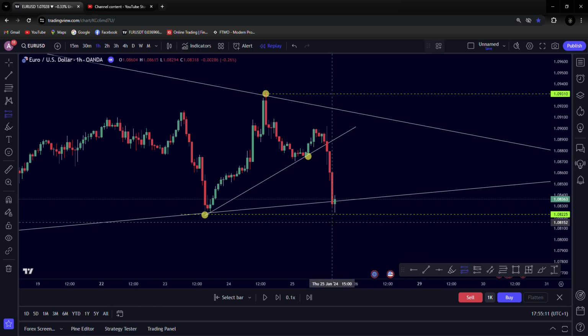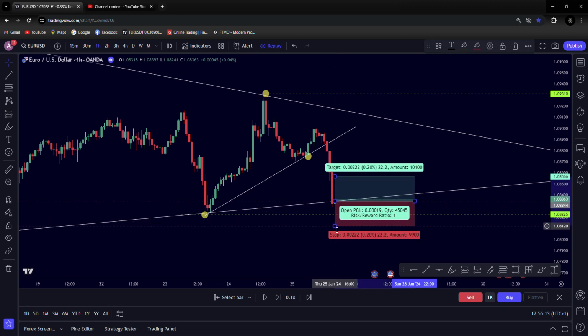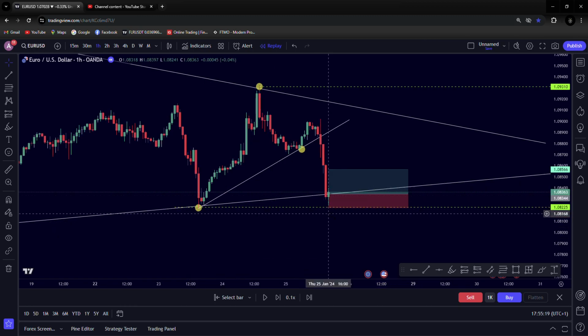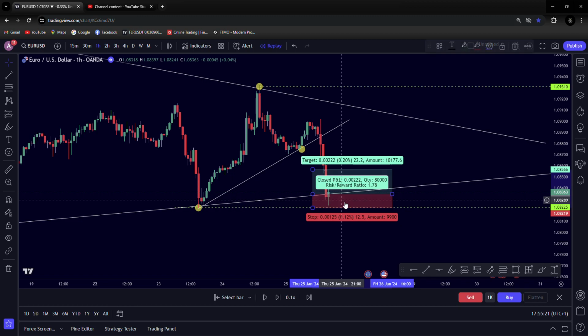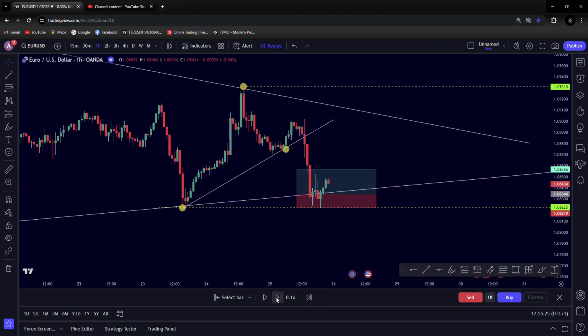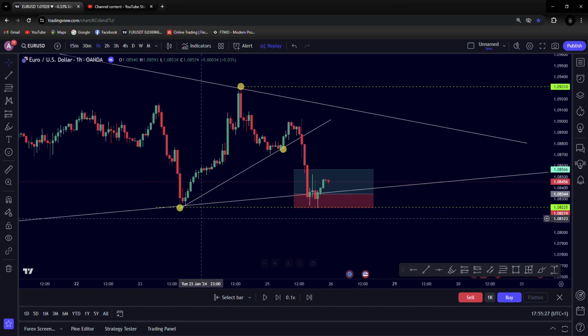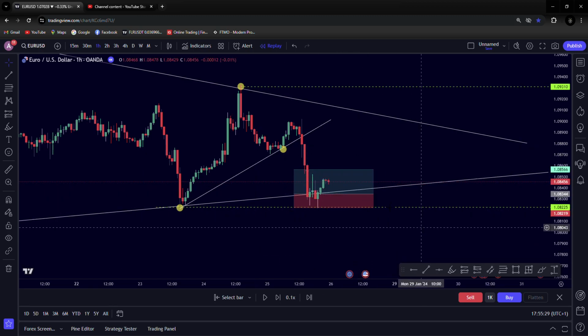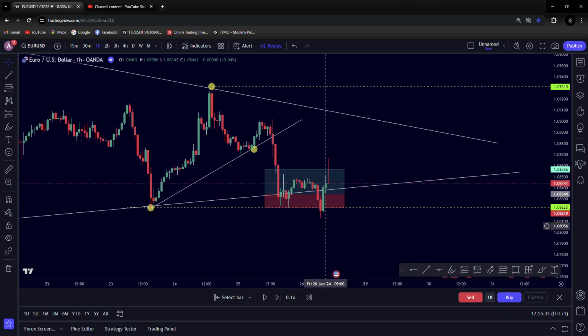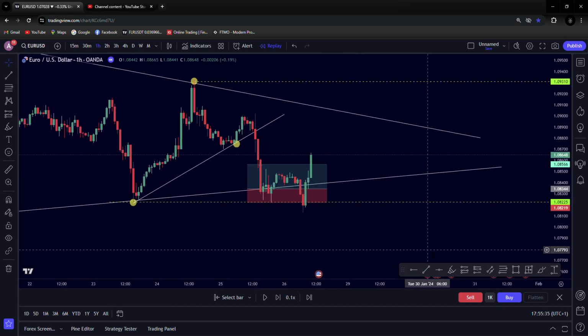Yeah, the people entered long on the trend line with the stop loss just below the last low. They haven't been liquidated yet, but I think they will be. That's what you see. Bang bang, very quick. Yeah, very quick moves. Bang, they have been liquidated and the price goes up.